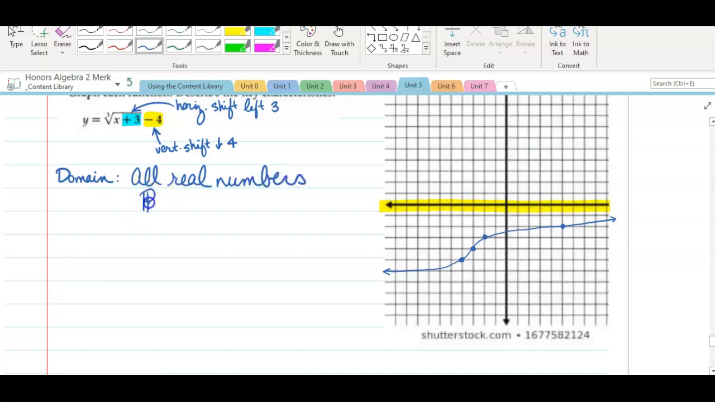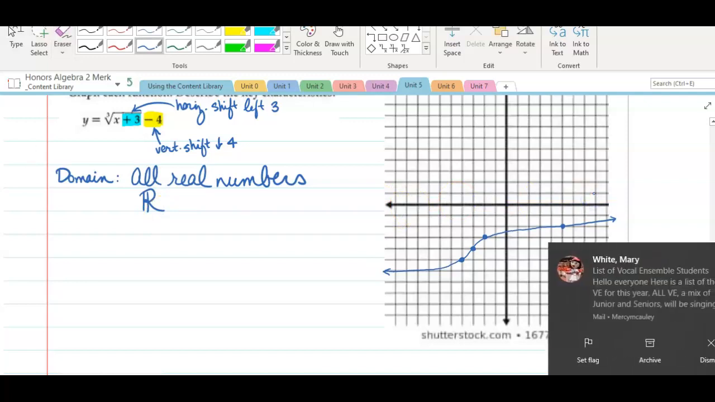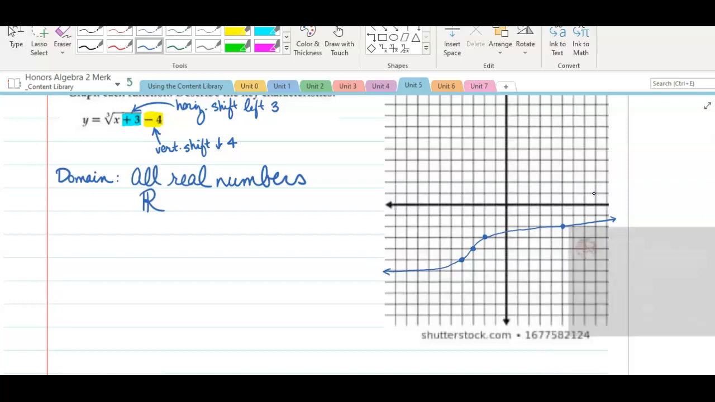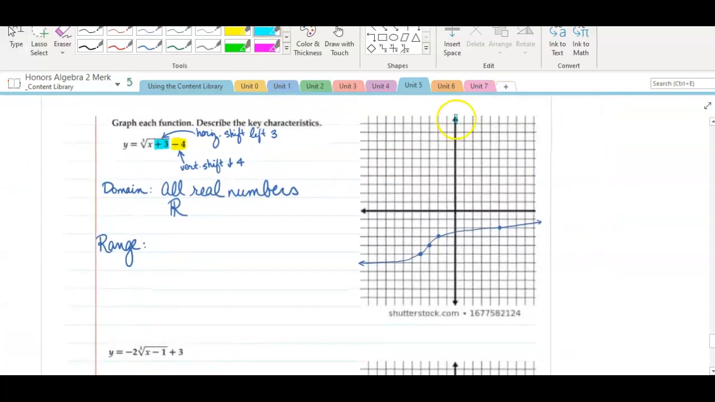Other times you might just put this symbol. That symbol, the R with two lines, means the same thing. Now we need to think about the range. For the range, we're looking along the y-axis. Where is the graph? To the left and right, you know? Well, initially you might say it's from about here to about here, because that's where my graph is.